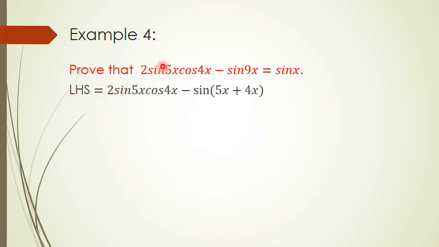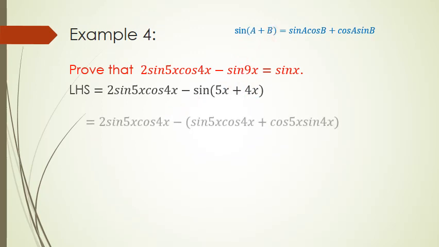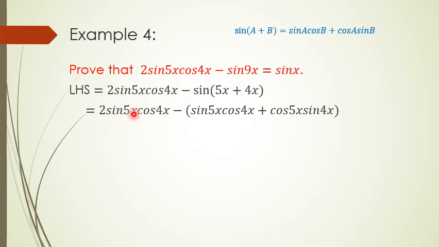The left hand side, first copying the first term as it is, 2 sine 5x cos 4x minus sine, then rewriting 9x as 5x plus 4x. The next thing, we expand this using the compound angle formula for sine. It says sine A plus B is equal to sine A cos B plus cos A sine B. Now comparing this with that, that means our 5x is the A, 4x is B. Then expanding that using that formula, we have 2 sine 5x cos 4x minus, put that in brackets, sine 5x cos 4x plus cos 5x sine 4x.